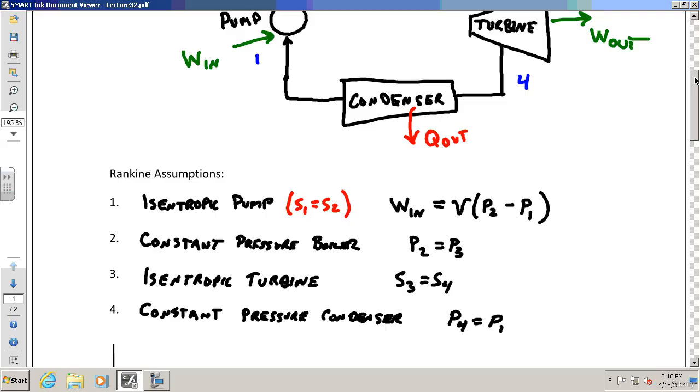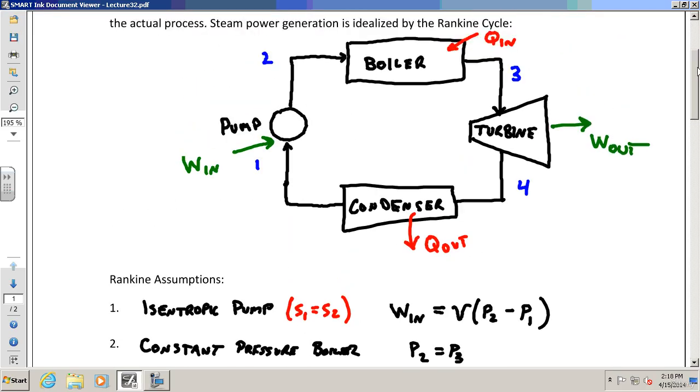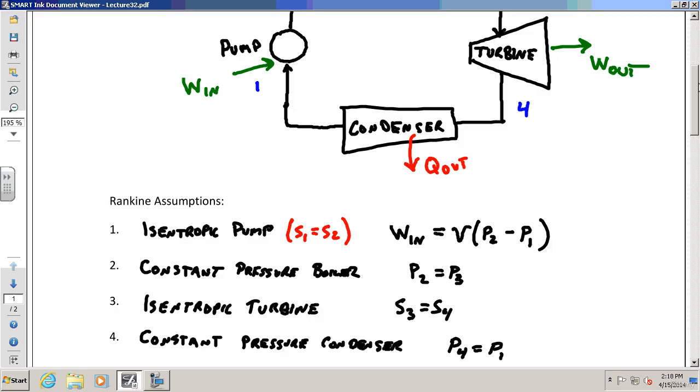So couldn't our process be put on a graph, like put the axes on it? Yes, I'm just about ready to graph this process, but I'm going to do it a little differently. Picture that the pump and the turbine are isentropic, and the boiler and the condenser are constant pressure, and they're across from each other.